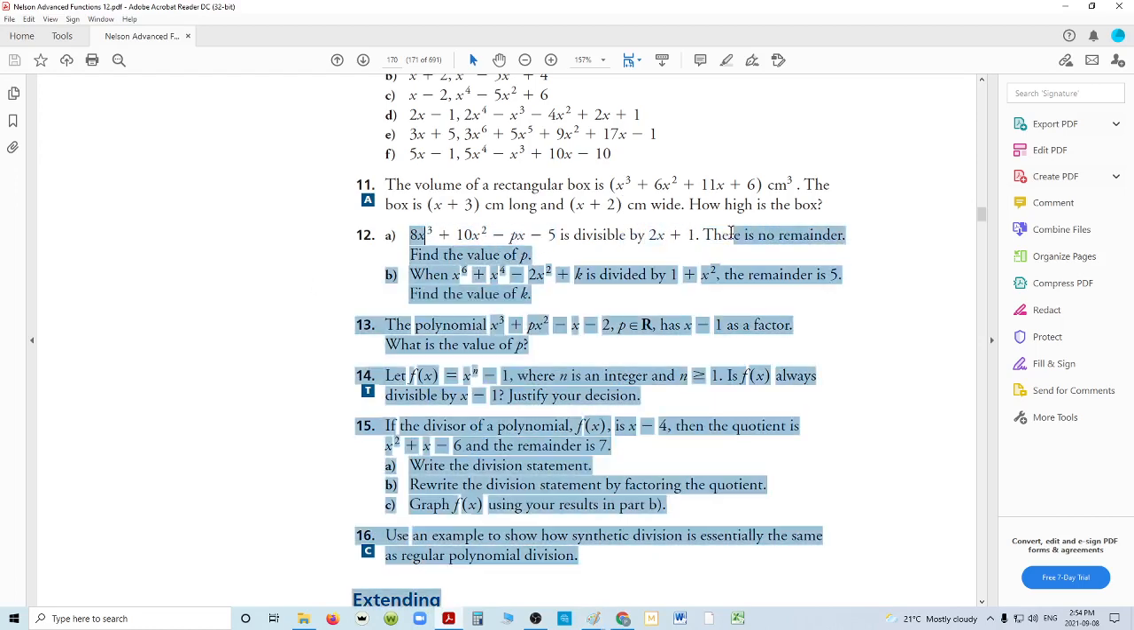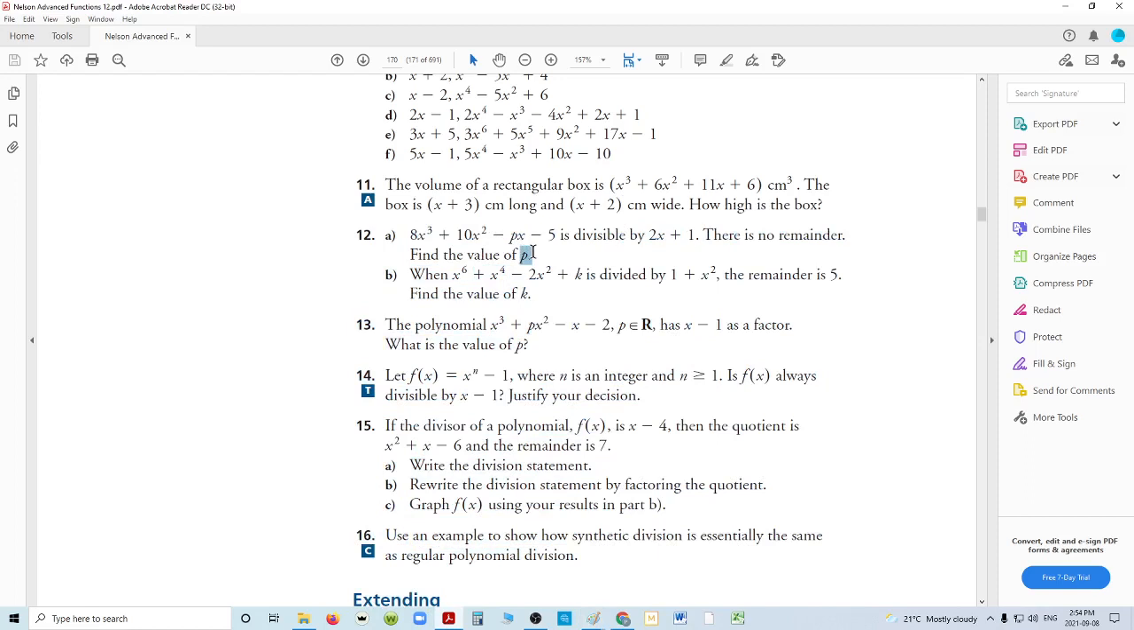This is divisible by 2x. There is no remainder, so find the value of p.